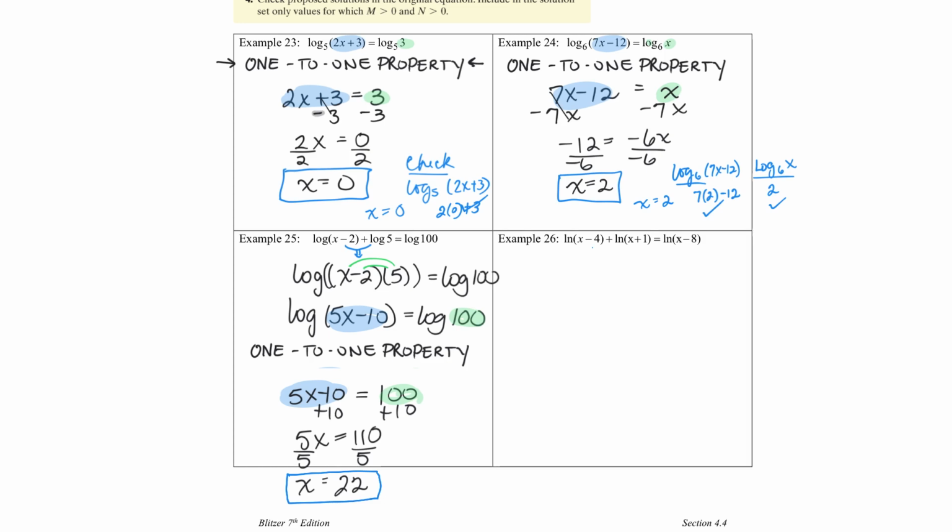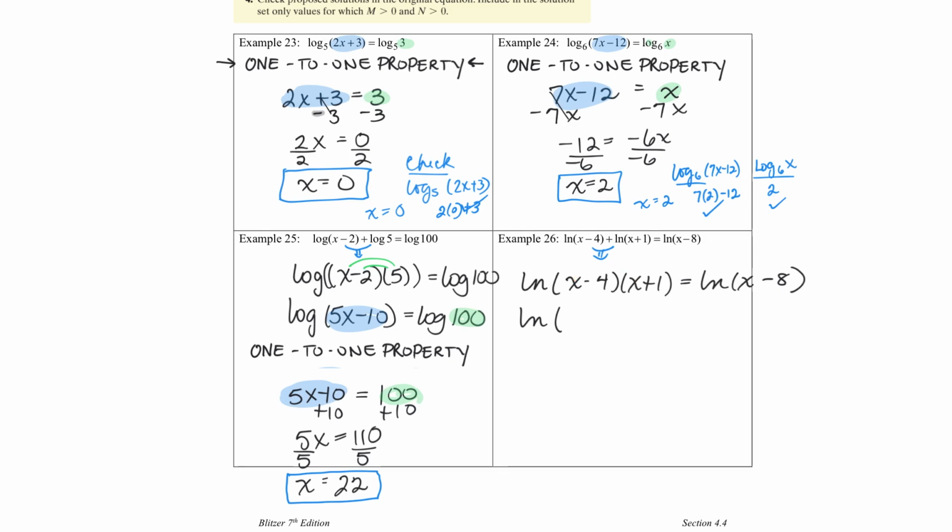natural logs. And again, I'm going to combine these two natural logs into a single logarithm using my product rule for logarithms, right? So this is going to give me the natural log of x minus 4 times x plus 1. And that is going to be equal to the natural log of x minus 8, right? I'm going to go ahead and expand or multiply x minus 4 times x plus 1. And when I do that, I'm going to distribute, right?